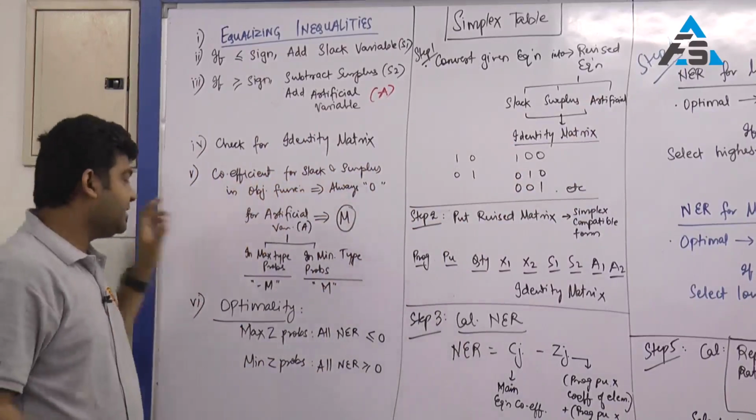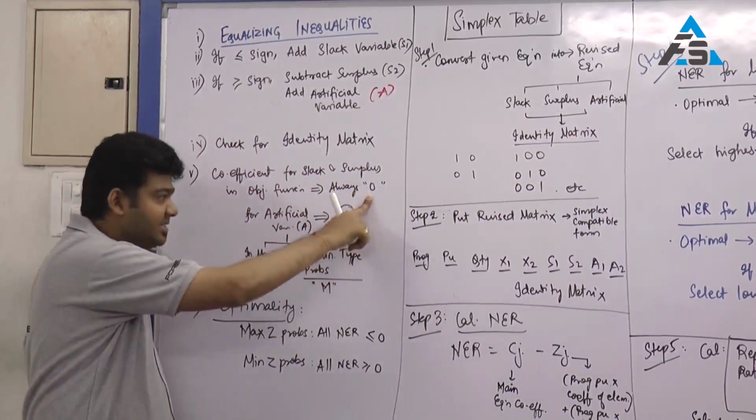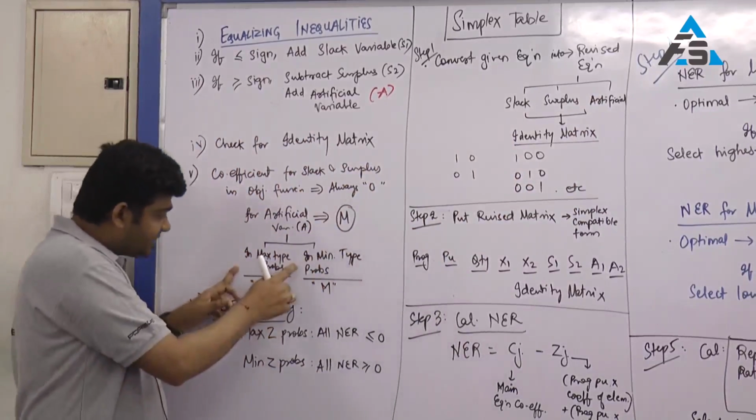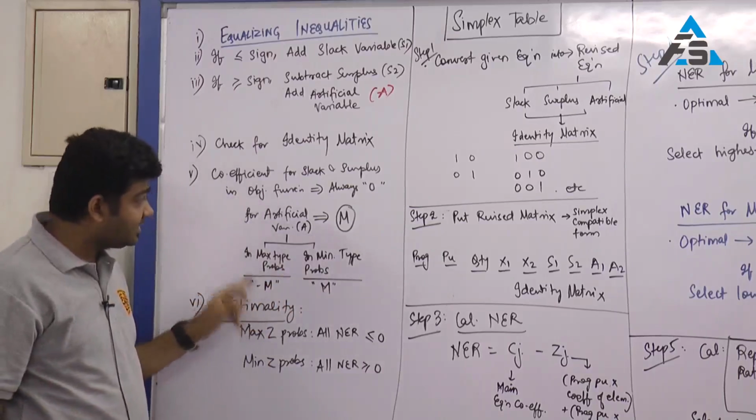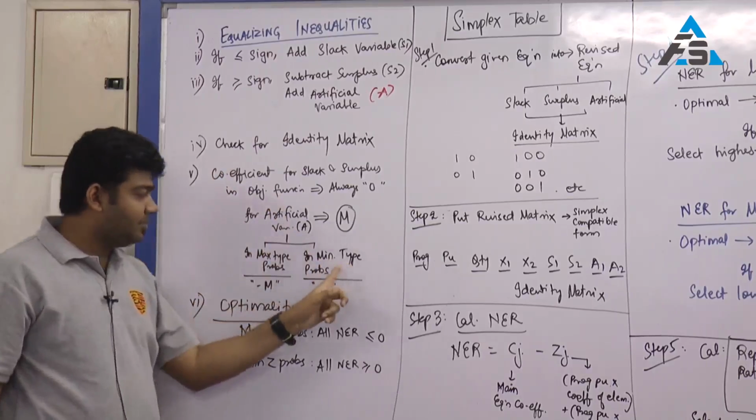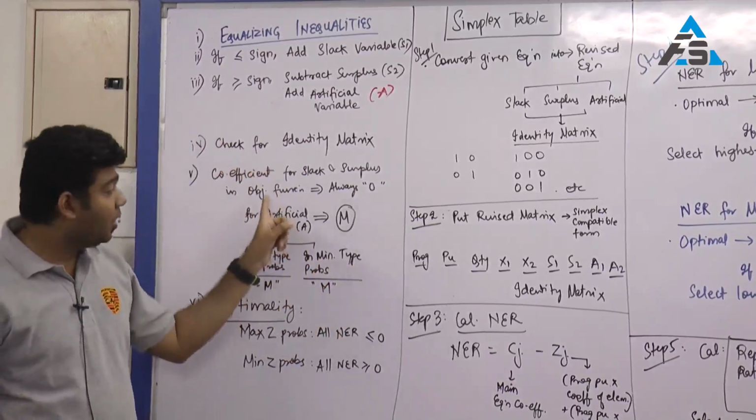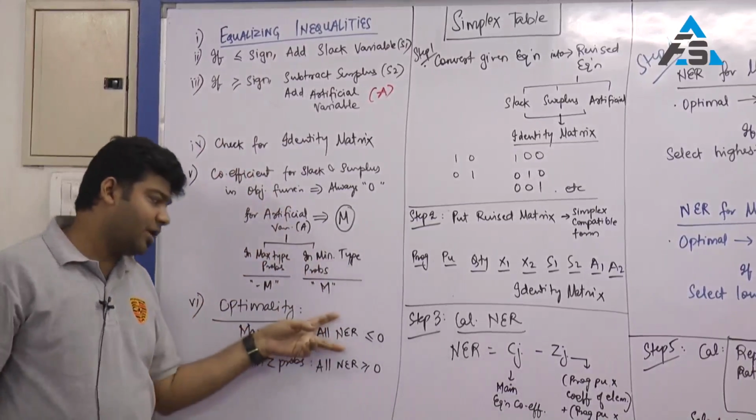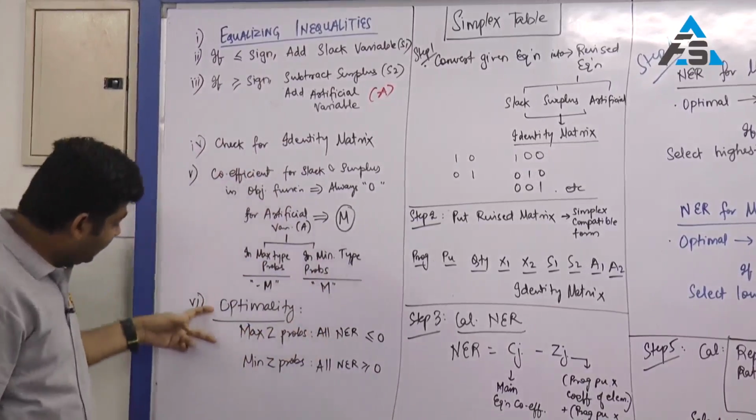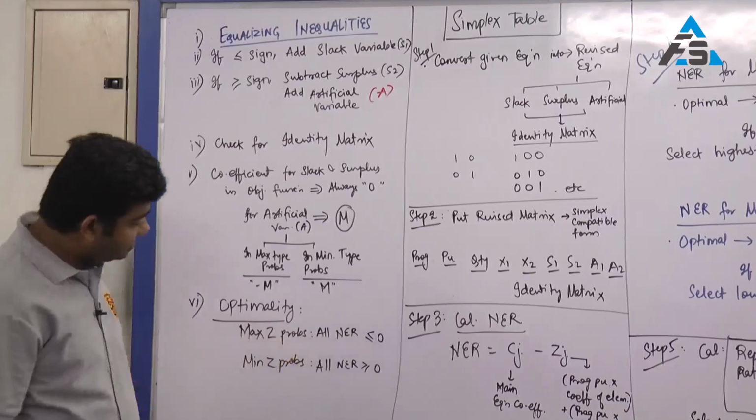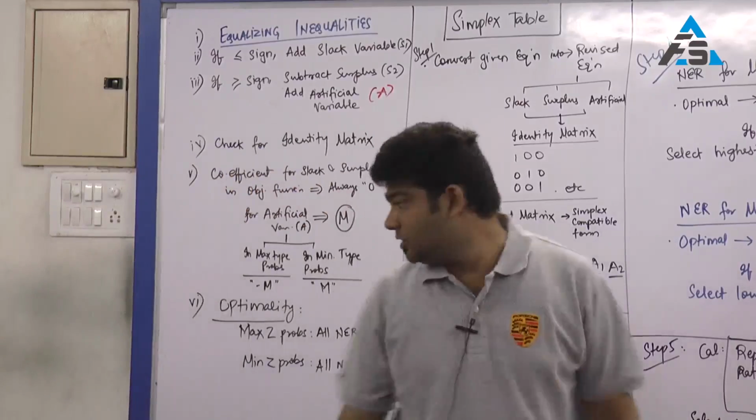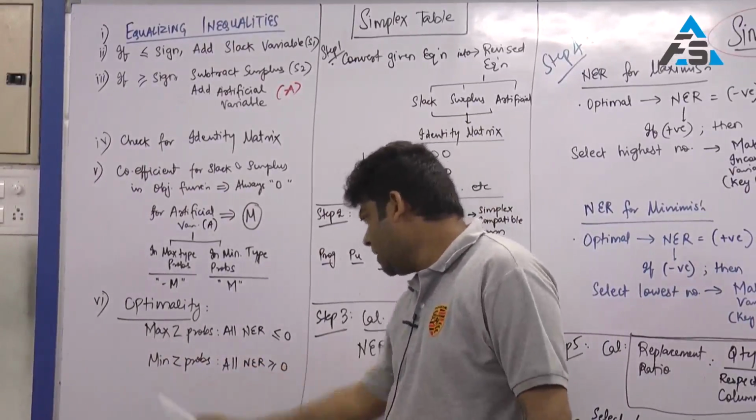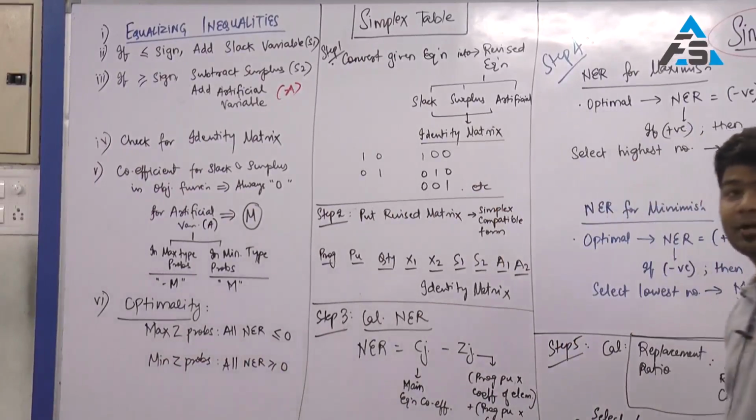Coefficient for slack and surplus in the objective function will always be represented by 0, whereas for artificial variable it will be represented as M. If there is a maximization type problem, then it will be minus M in the objective function. If it is a minimum type problem, then it will be positive M in the objective function. Optimality is reached in max type problems when all NER is less than or equal to 0. Optimality is reached in minimization type problems when all NER is greater than or equal to 0. So in max type problems, NER should be less than or equal to 0. In min type problems, NER should be greater than or equal to 0.